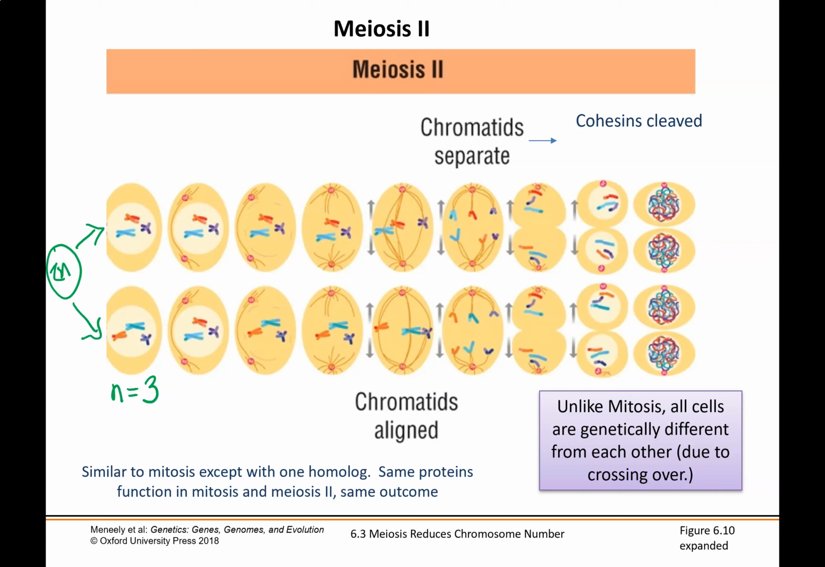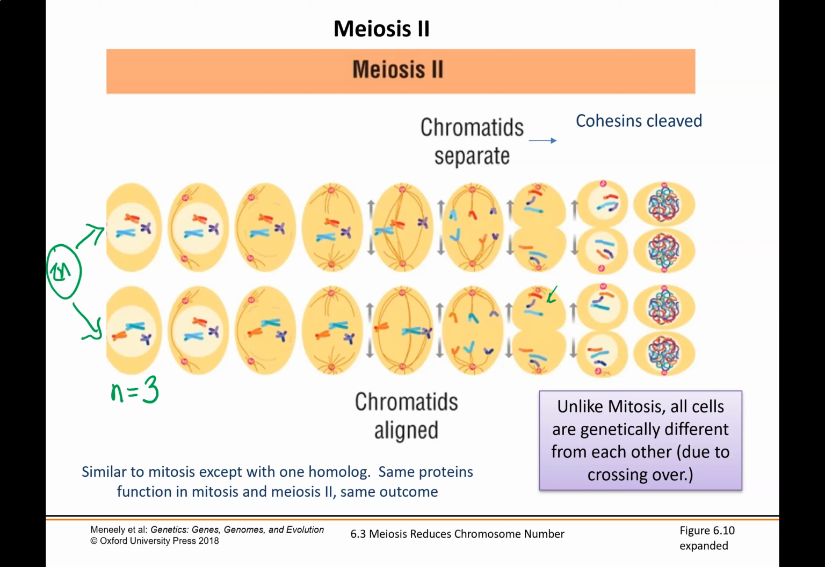So we're going to separate sister chromatids in this process, and it's basically the exact same process as in mitosis. So meiosis 2 is like meiosis 1, where we line up our chromosomes along the metaphase plate. We pull apart our chromosomes in anaphase, and then in telophase and cytokinesis, we begin to split our cells, reform our nucleus, and then the chromosomes decondense.